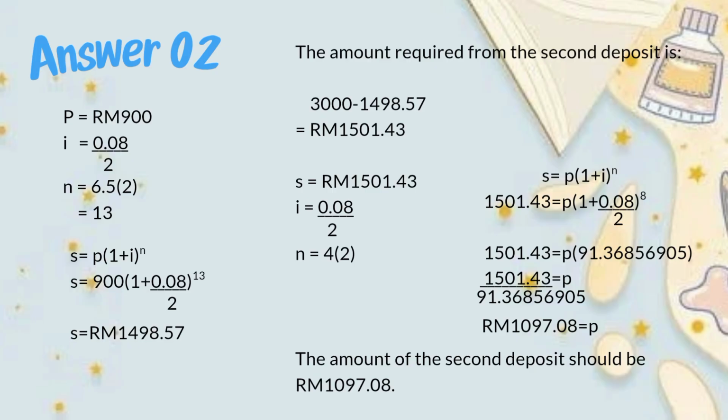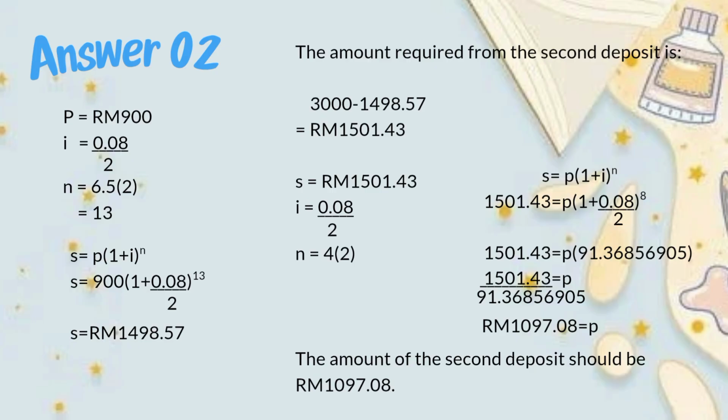P equals to 900, i equals to 0.08 over 2, n equals to 6.5 multiplied by 2 equals to 13. S equals to P (1 plus i) power of n. S equals to 900 (1 plus 0.08 over 2) power of 13. S equals to 1,498 ringgit and 57 cents.